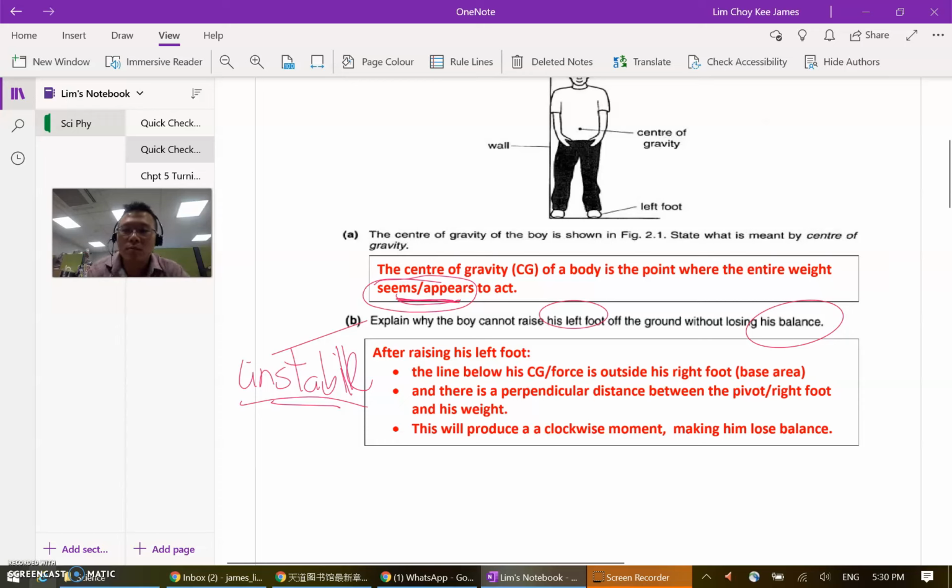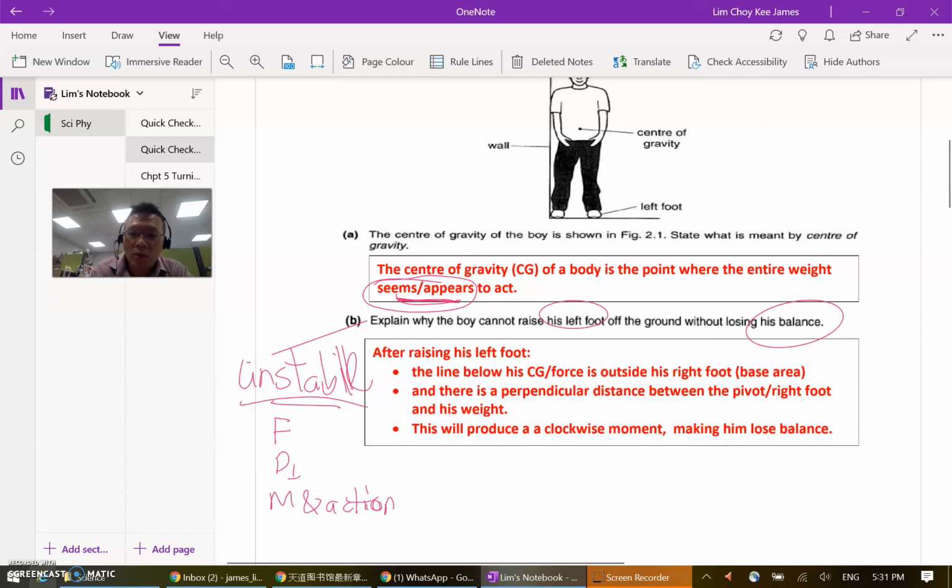Okay, so when we talk about unstable, the same three words that we're looking out for. Your answer needs to mention the force. The answer needs to mention the perpendicular distance, followed by the moments, the related moments, and the actions. If you forgot about this, you can look at the video that I have on stability, on 5.4, on chapter 5, on the keywords that we have on stability.